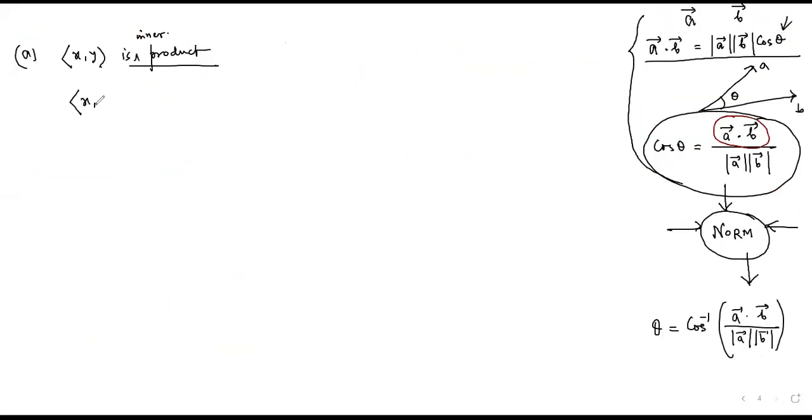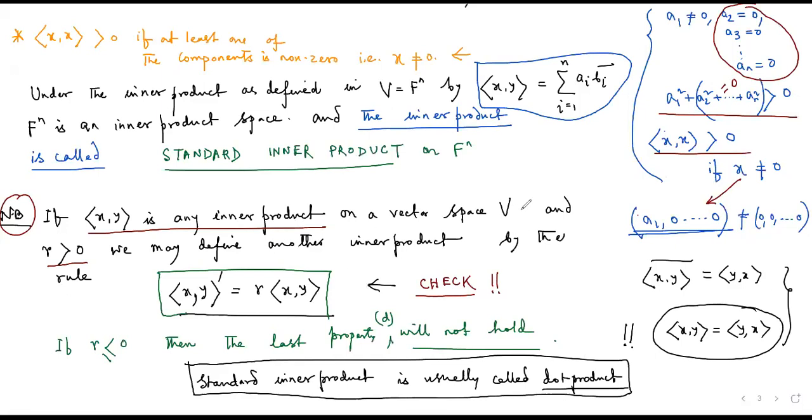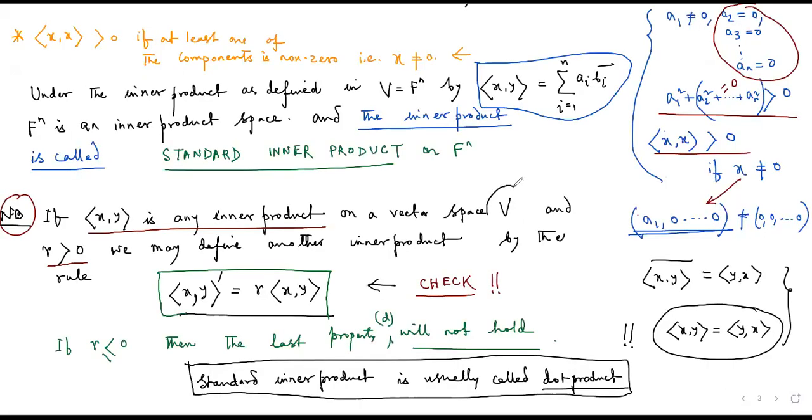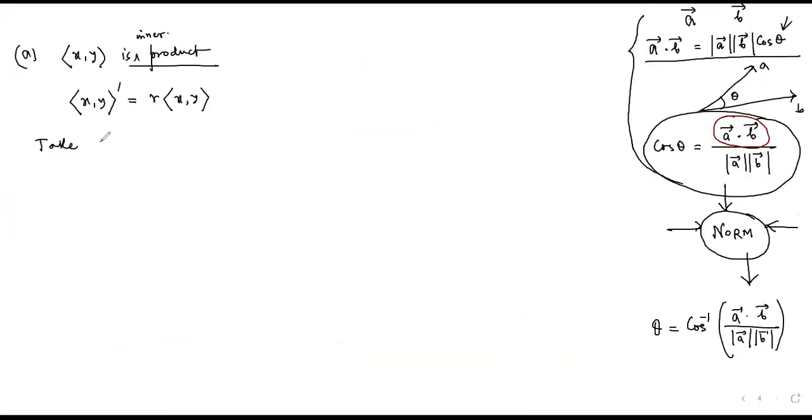XY prime is defined in the following manner: R into XY. Now, how can you show the linearity property? Here, they have not chosen V equal to Fn, so you cannot say that X is A1, A2, An and Y is B1, B2, Bn. Not like this. They have considered this to be any V. So be very careful about this. It's any V. Take X, Y, and Z from V, defined over a field F.